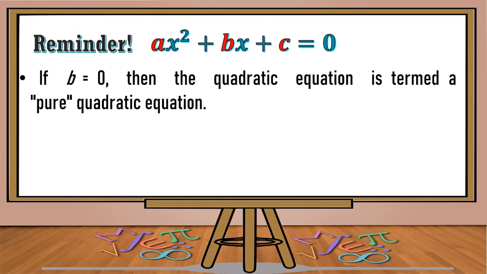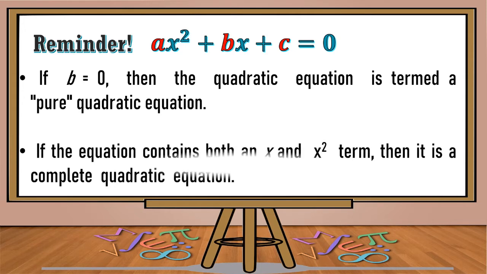If b is equal to 0, then the quadratic equation is termed a pure quadratic equation. While if the equation contains both an x and x squared term, then it is a complete quadratic equation.